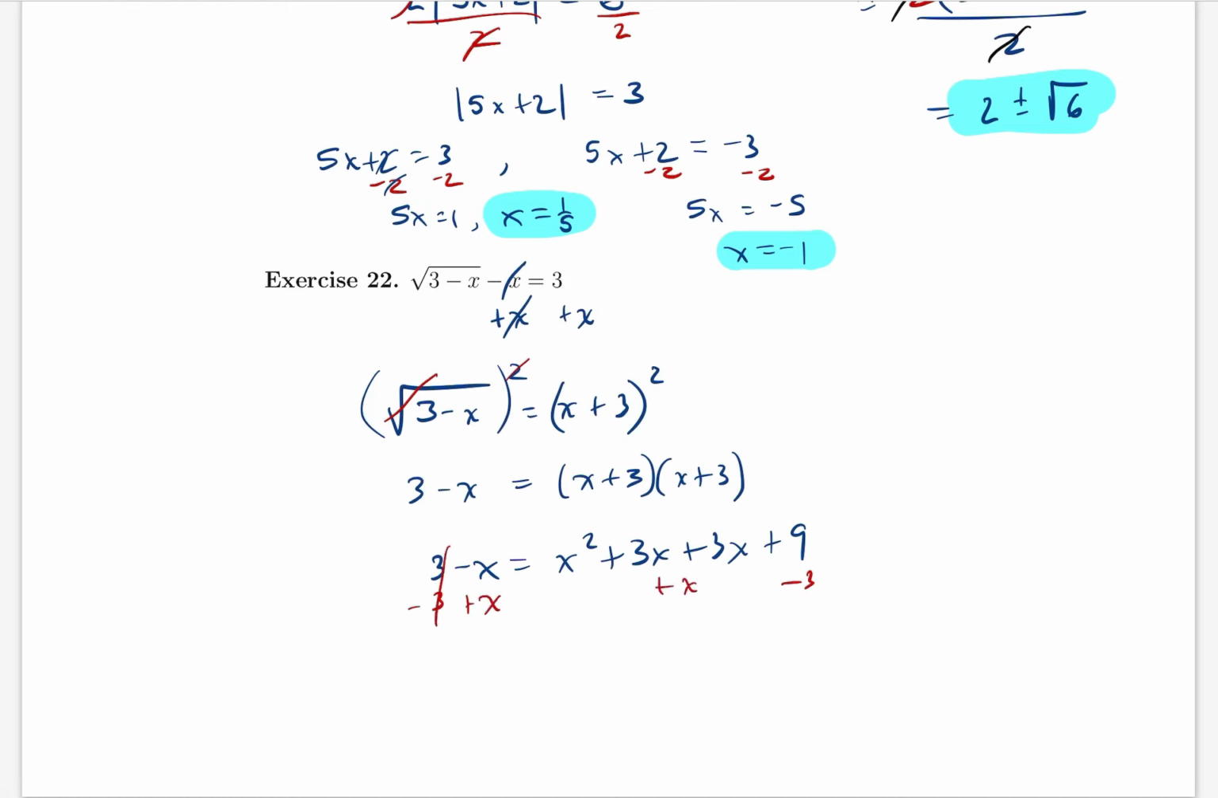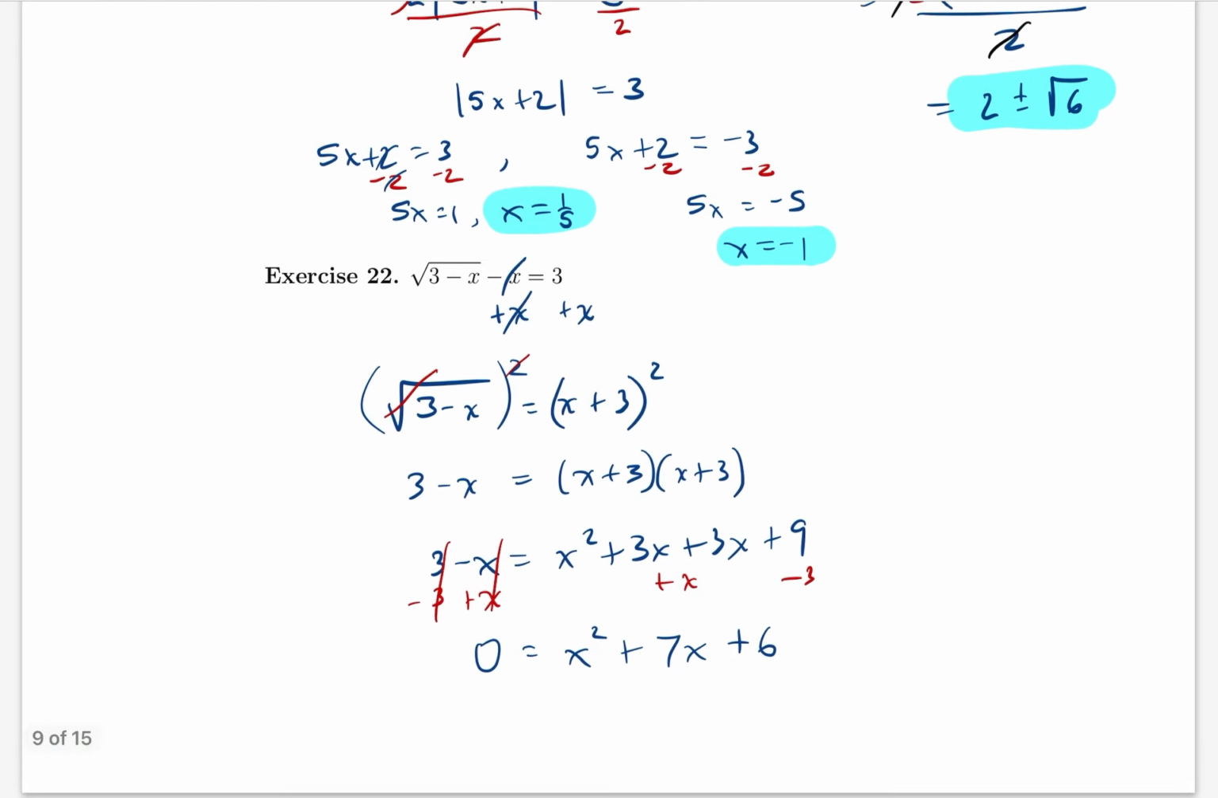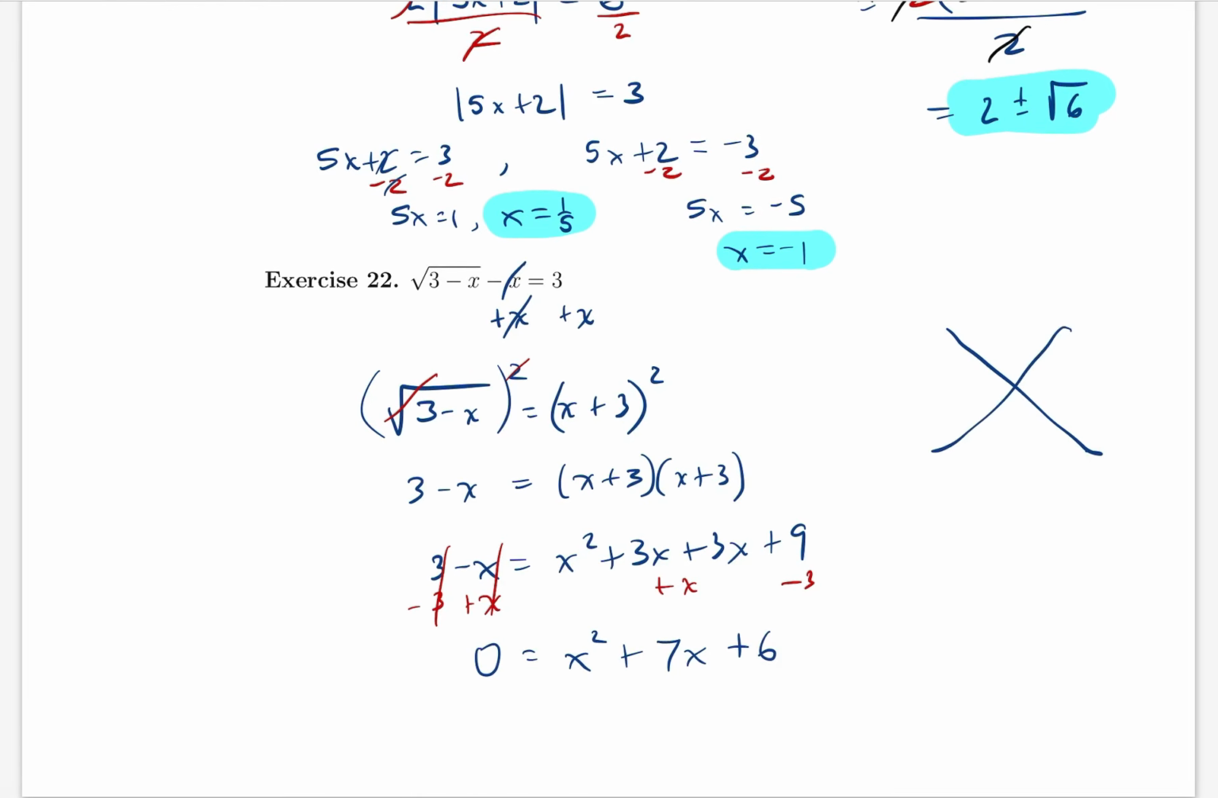So now we have 0 equals x squared plus, if you combine all those like terms, that's 3, and 1 is 7x plus 6. And now we have a trinomial that can be factored. A times c is 6 and b is 7. Turns out to be 6 times 1 gives you 6, and 6 plus 1 gives you 7. So those two numbers will get placed into our parentheses.